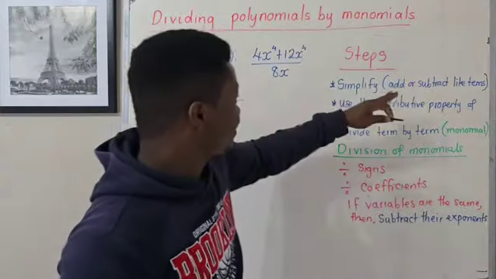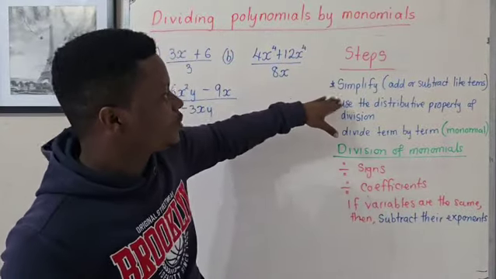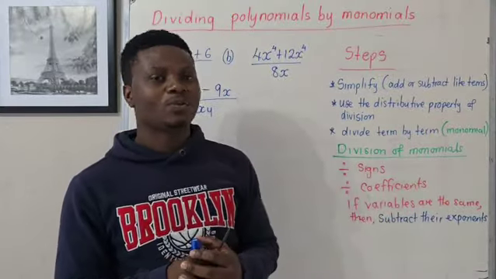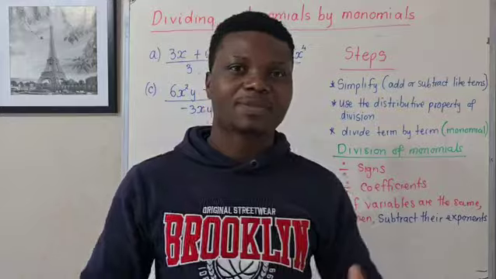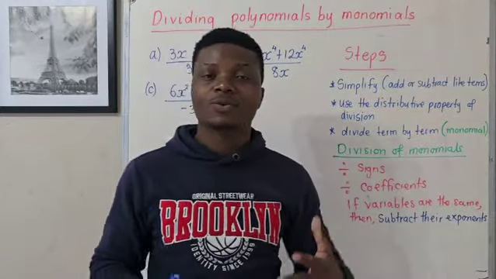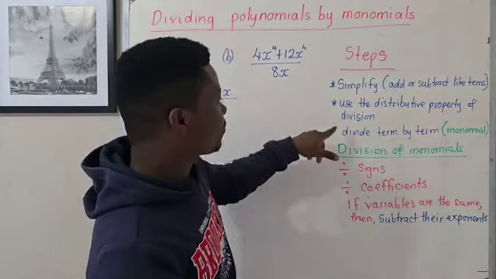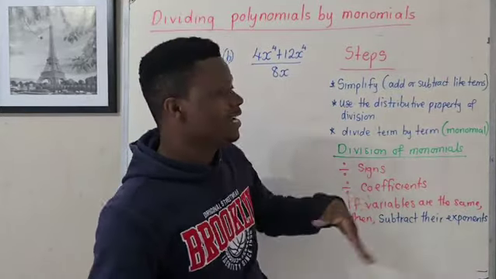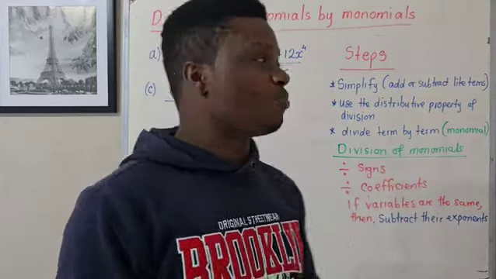So what do we do? These are the steps that we need to follow. First thing, try to simplify if you can add like terms. If you don't know about like terms, go and watch one of my videos where I explain like terms. If you cannot simplify those, that means they are not like terms, try to use the distributive property of division, and after that, divide term by term. So let's just get right into this.